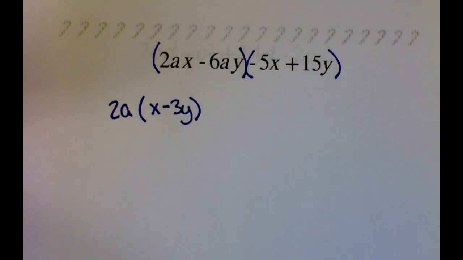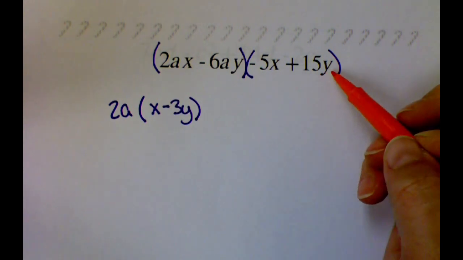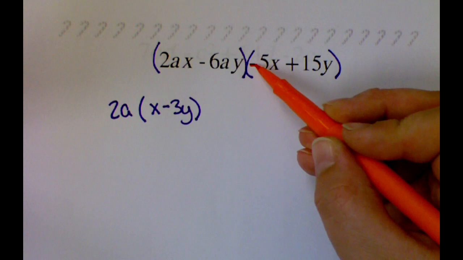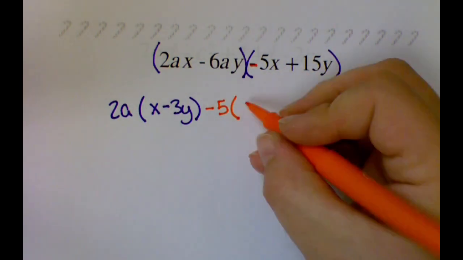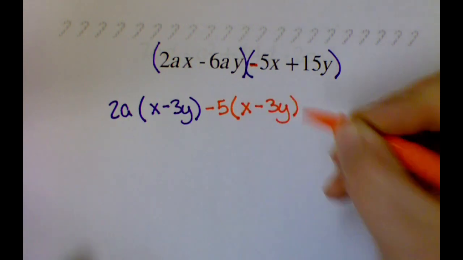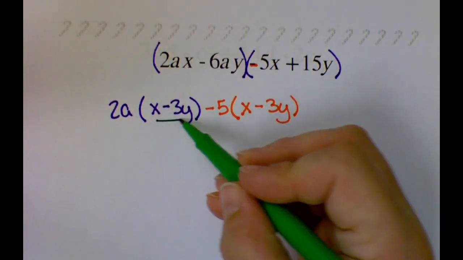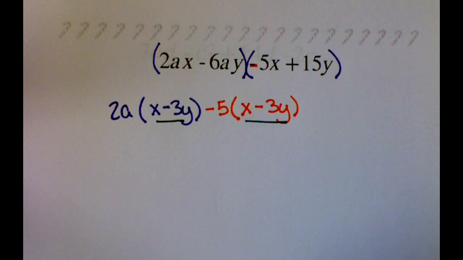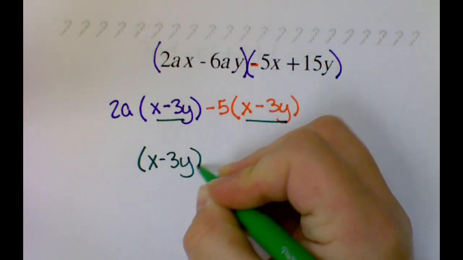Then I look at my last 2 terms. Well, I can take out a 5. And since this is a minus at the front there, I'm going to take out a negative 5. And that leaves me with positive x minus 3y. Oh, look at that. I have x minus 3y on both of them. The only way factoring by grouping works is if that happens. So x minus 3y is the first factor of my final answer.